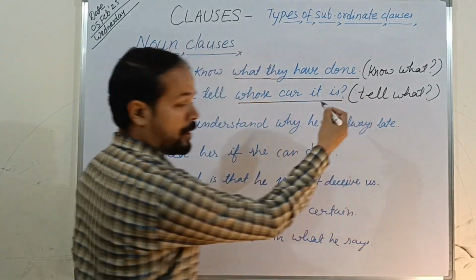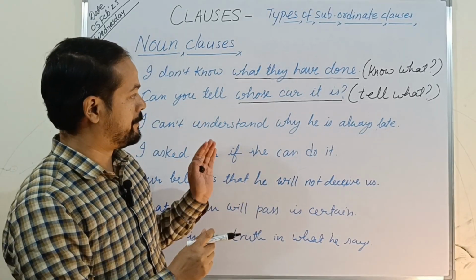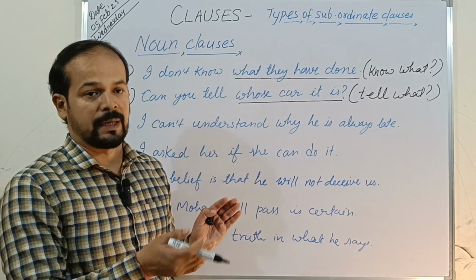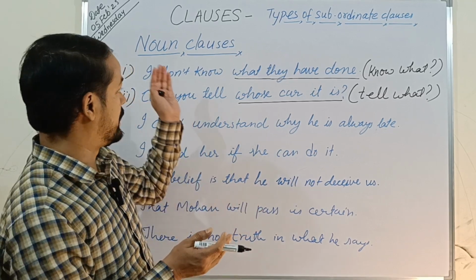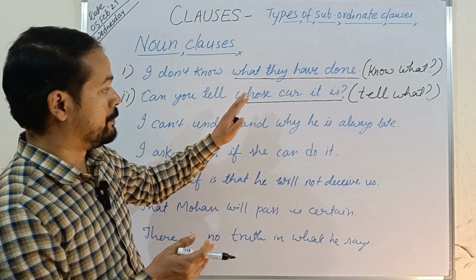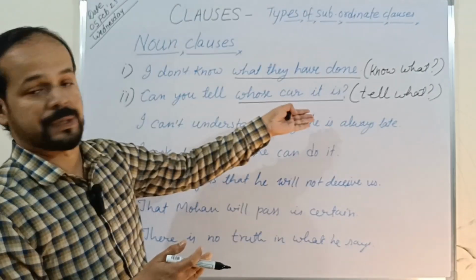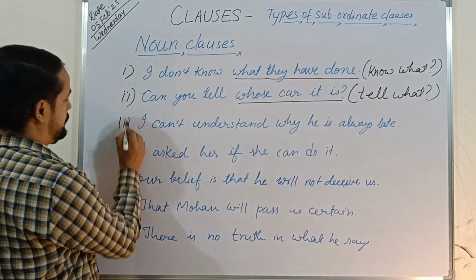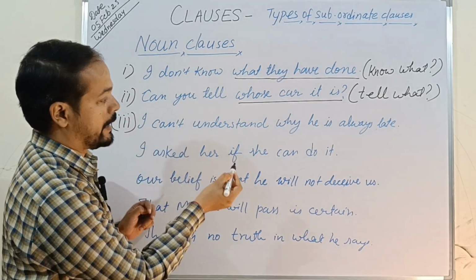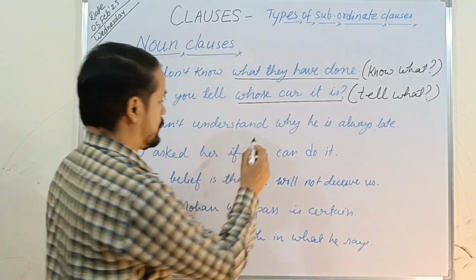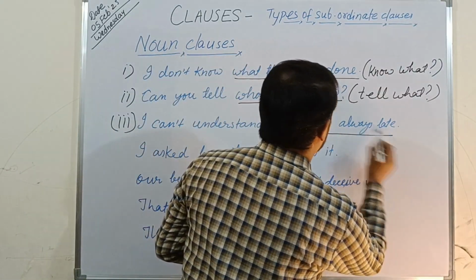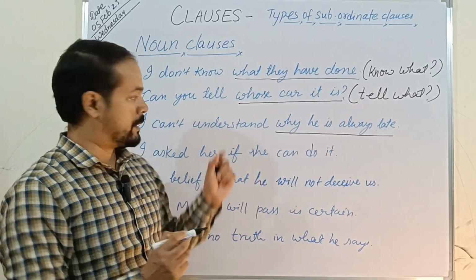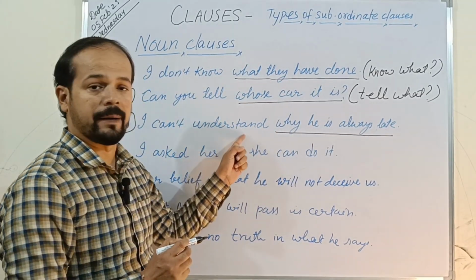So when we ask these short questions to ourselves, we will find out whether it is a noun clause or some other clause like an adjective clause or adverb clause. Since we are dealing with noun clauses here, we should ask ourselves these questions that I put in the bracket. In the third sentence: I can't understand why he is always late. Let me underline the clause here. The subordinate clause is "why he is always late." The principal clause is "I can't understand."